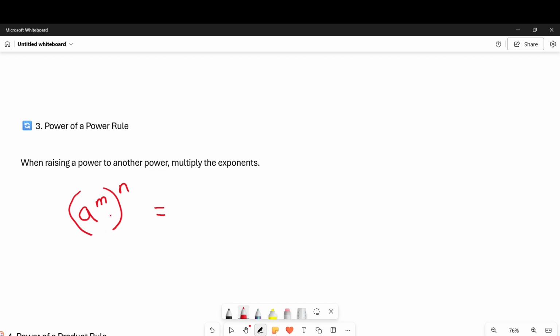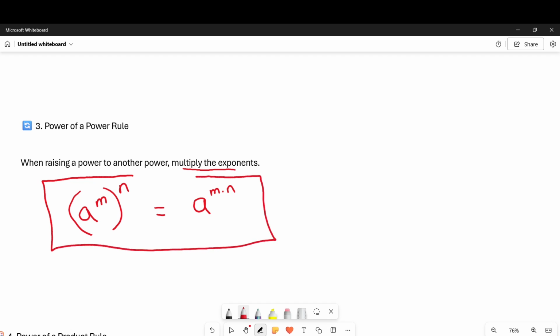When raising a power to another power, so a to the power m, the whole to the power n, we can simplify and write it like this: base a, and multiply the exponents, m times n. This is how we write the power of a power rule. A very important thing is you need to memorize this one. If we raise a power to an exponent, you can just multiply the two powers and write like this.